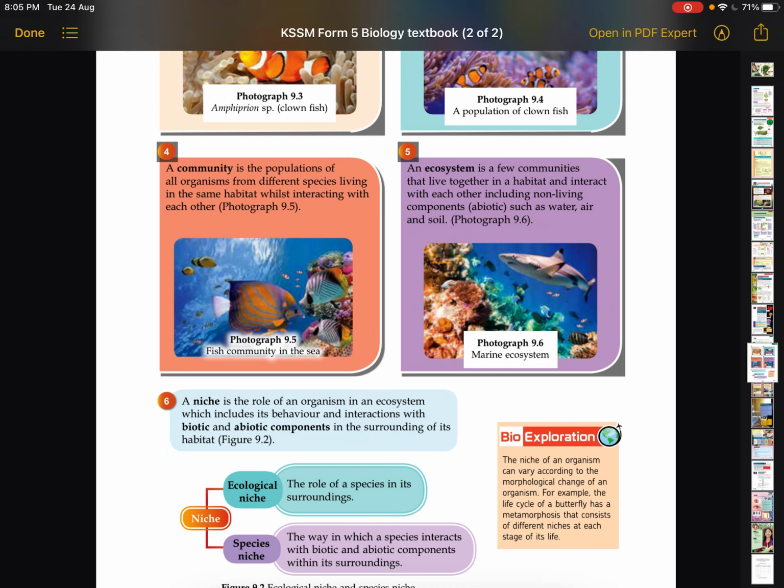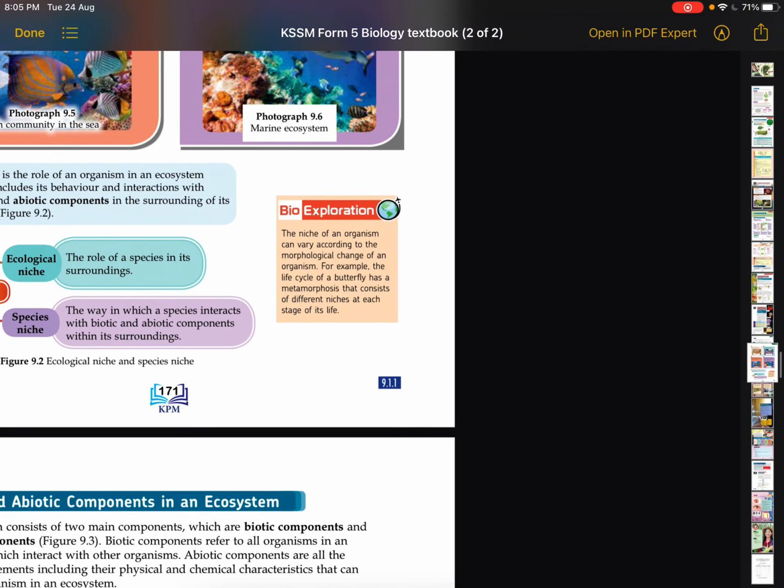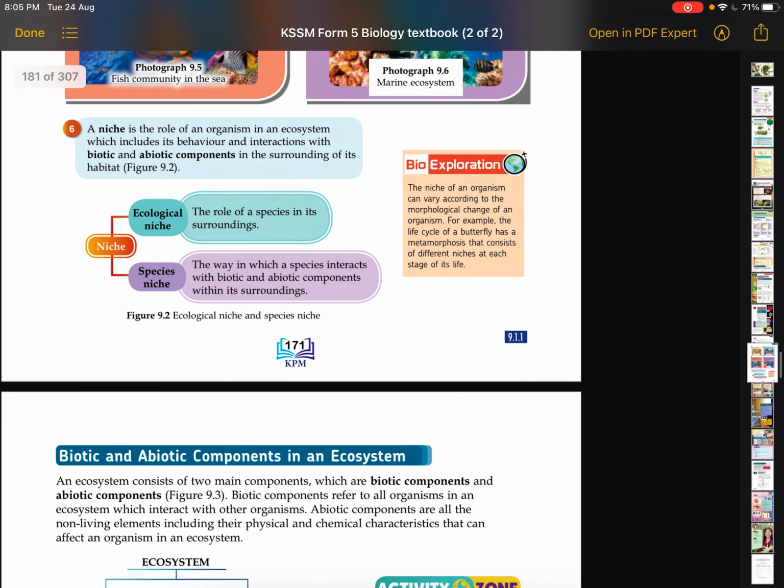Then an ecosystem is a few communities together in a habitat, and they interact with each other, and it also includes non-living factors, like how much water there is, what is the solubility of the soil, is there enough air, how high is it, and so on. And a niche is basically the role of the organism in the ecosystem. For ecological niche, it is what its role is in the surroundings, in the habitat. And for species niche, it is how the species interacts with the components, biotic and abiotic.